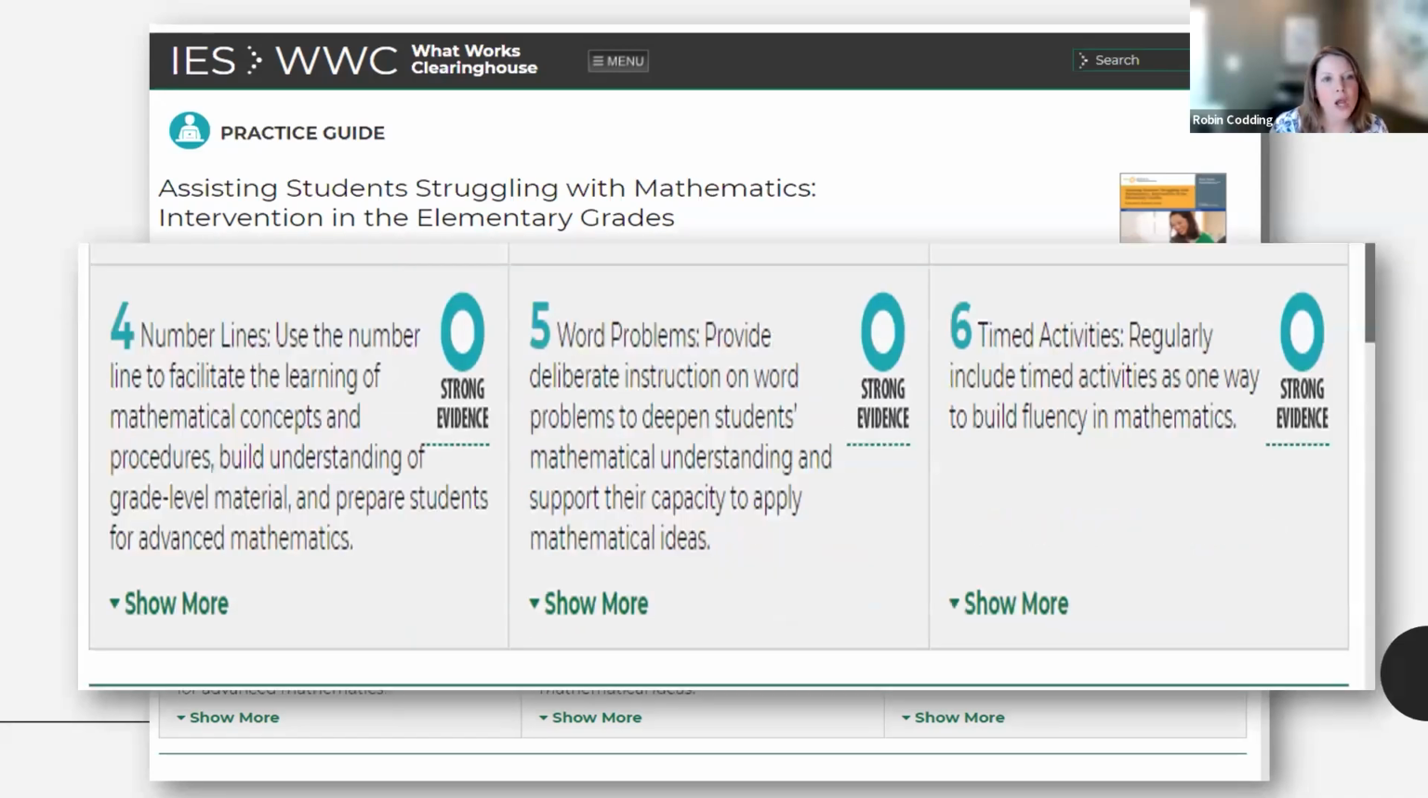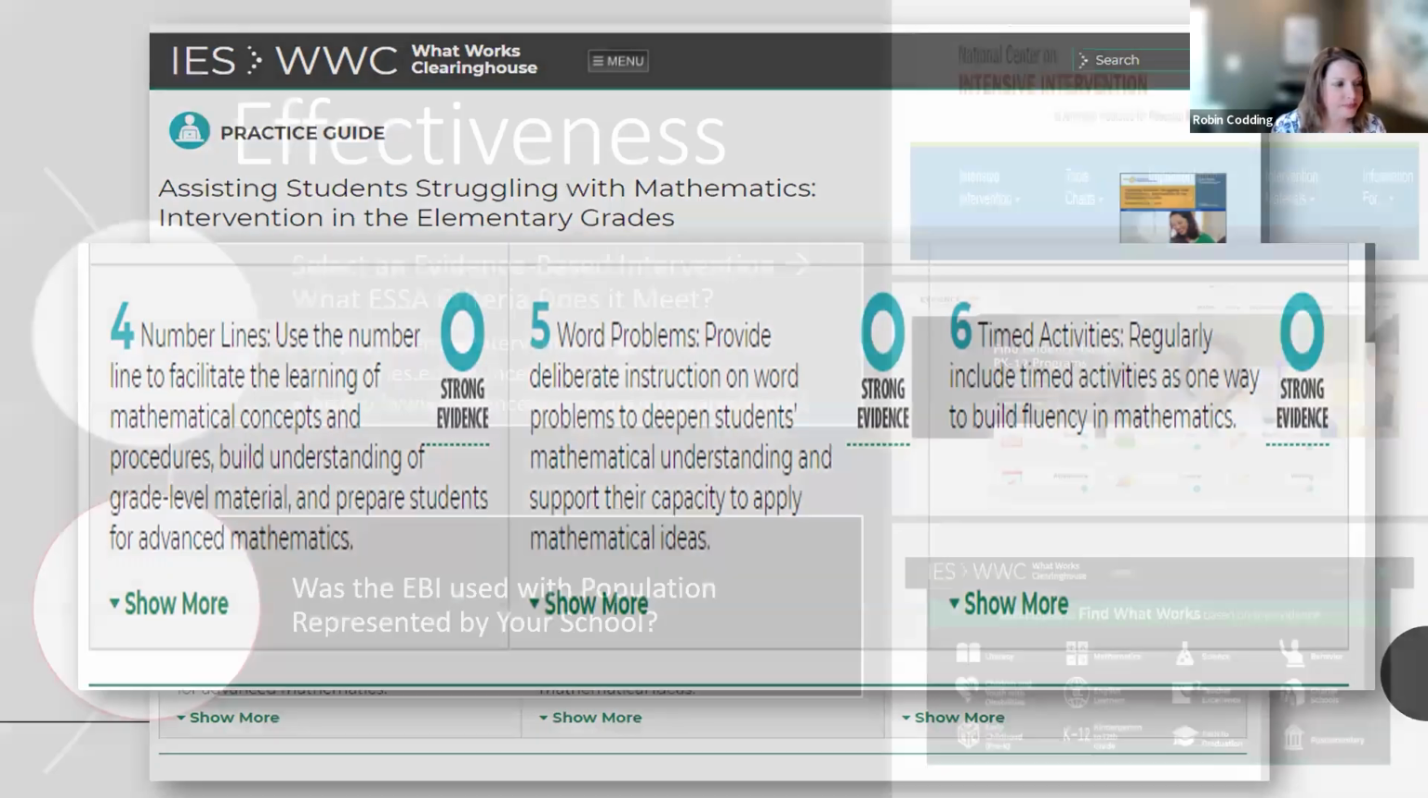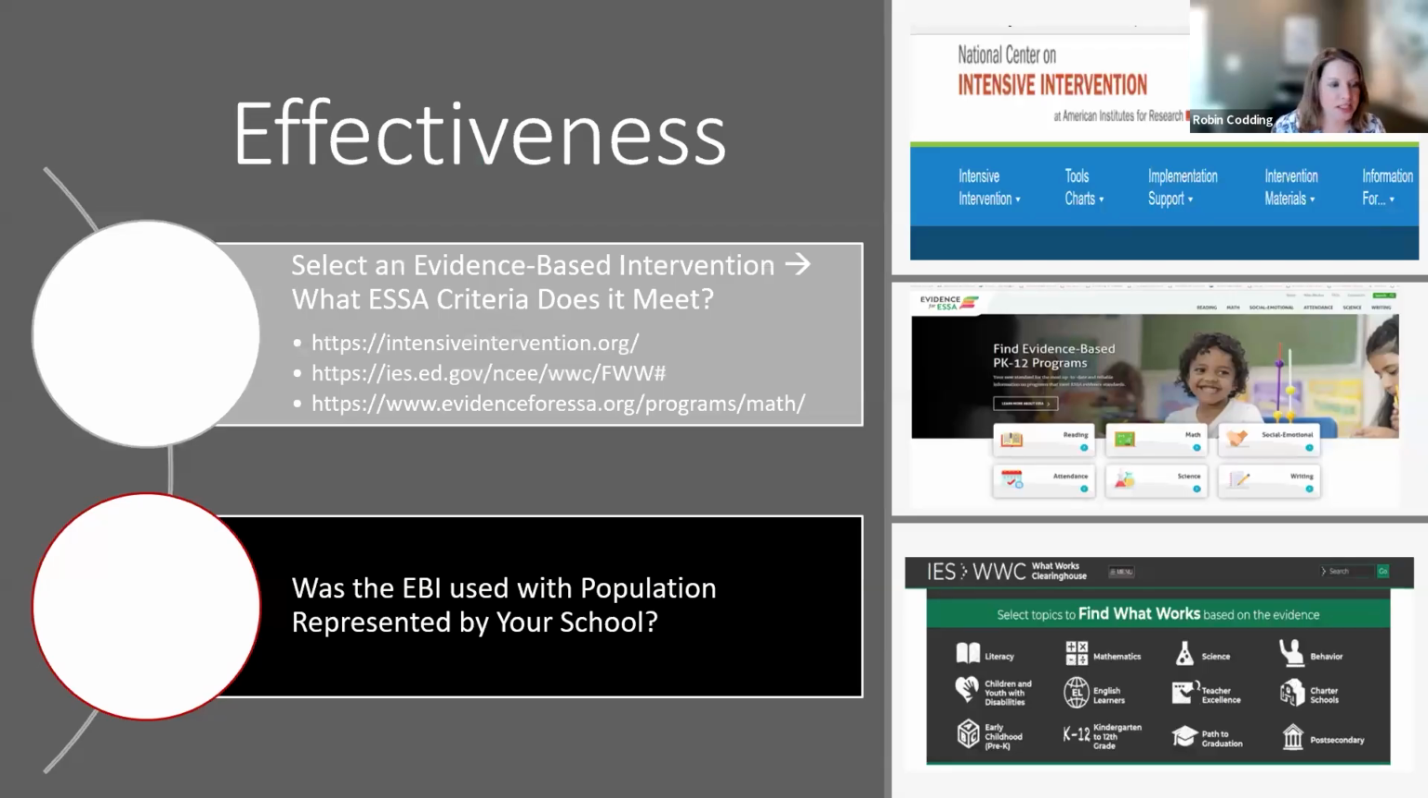supports. We also want to make sure that that standard protocol intervention talks about using the number line, has word problems that focus on the structure of the word problem, and has opportunities for timed practice in order to build fluency. So the emphasis is not just on accuracy, but is also on fluency and generalization. And as we've talked about before, we want to make sure that intervention is effective. So you want to use something that is effective and representative of your school population.